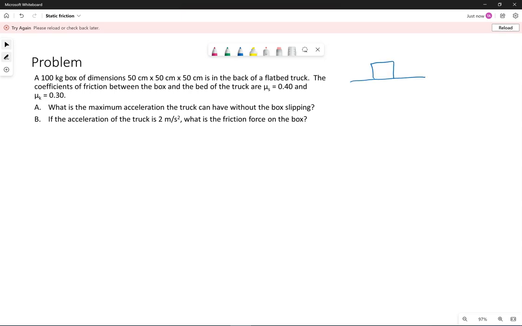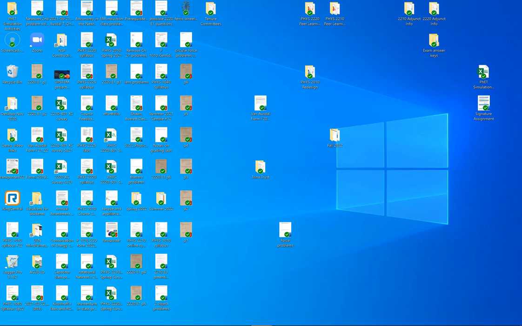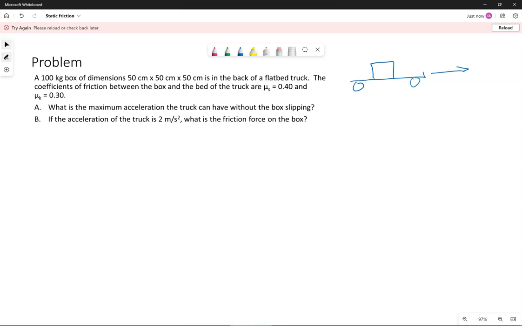So truck, box, let's say this is my truck, it's terrible, I'm sorry. Ultimately, all I care about is the box. Let's say this truck is moving, or going to move at least. Let's say this truck is going to head to the right. Now, we're looking at the box specifically. We don't want the box to slip.